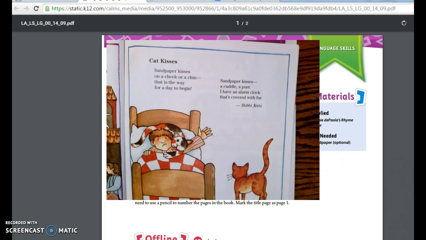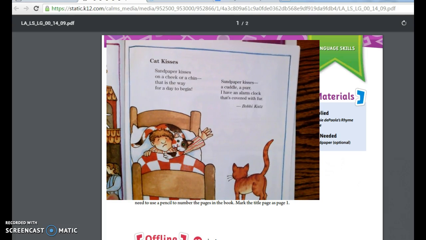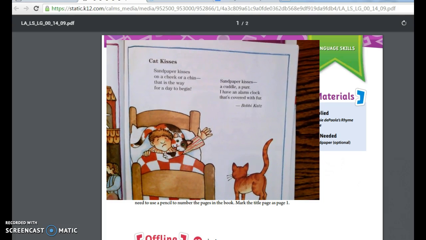All right, friends, so we are now looking at the poem Cat Kisses in our Rhyme Time book. And the first thing that I would like for us to do is just look at the picture. And I want us to talk about the picture and what you see and how this ties into the poem. We can make predictions on what we think the poem is going to be about.